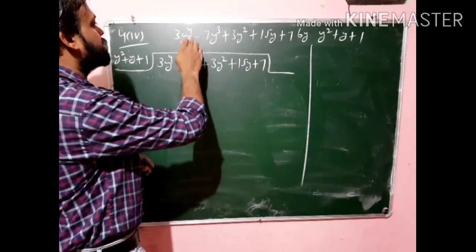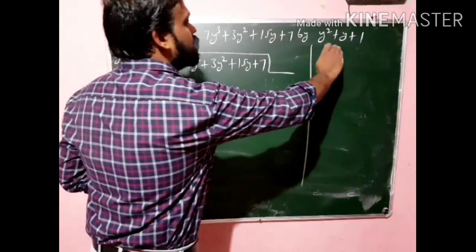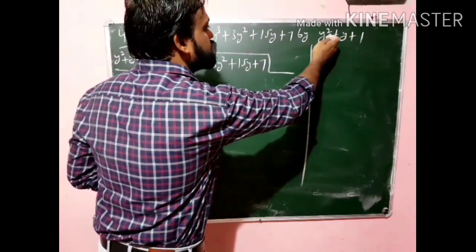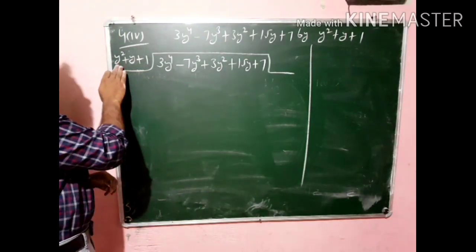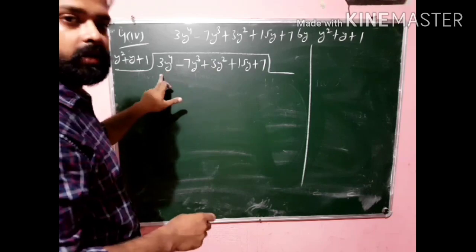It is already in a proper manner. You can see this is 4, 3, 2, 1 and 0. And of course with the divisor also this is 2, 1 and 0. So I have written here y^2 plus y plus 1. So we have to start the sum from here. So what is the next step?